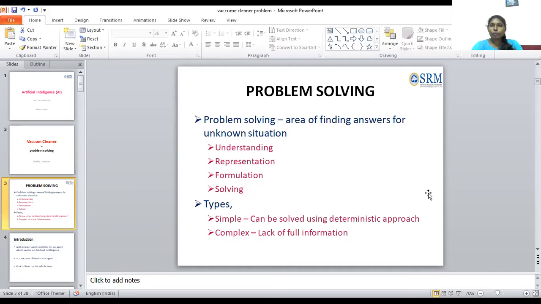So in problem solving, we are going to find answers for an unknown situation, and the way problem solving happens is, first we have to understand the situation, represent the real world problem in terms of some state space, and then use a formulation, and finally find a solution for the problem. So these are the 4 steps involved in problem solving in artificial intelligence.